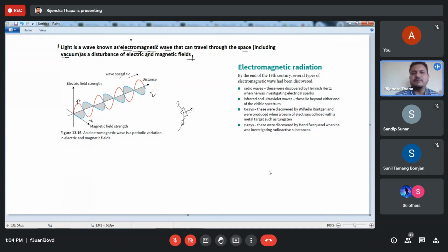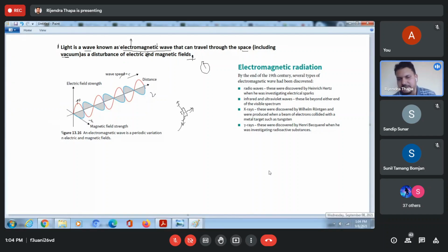So here, as the electric field is creating the magnetic field and the magnetic field is creating the electric field, they can not only travel through a medium, but they can also travel through a vacuum, and they are traveling as a disturbance of electric and magnetic fields. Okay, so the first objective we have defined. Now let's go for the second objective.